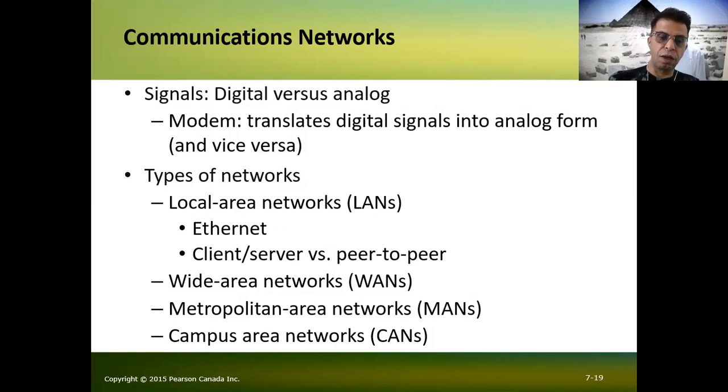The types of networks we have: the LAN, which is a local area network. It's basically the Ethernet, the box that connects the two PCs, and then you have client-server or peer-to-peer connections. And then you have a bigger one, which is called wide area network or WAN. Usually WANs are made of a few LANs. And then you have the metropolitan area network or MAN. And then you have the campus area network. That's what we have in a college, which is called CAN.